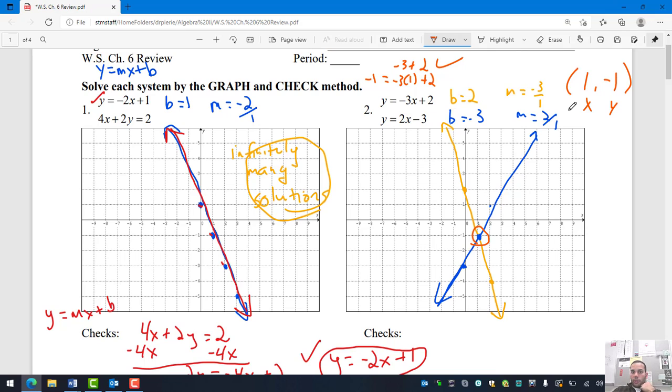Then do the exact same thing for the other equation. Plug in 1 for x and negative 1 for y. Does negative 1 equal 2 times 1 minus 3? What's 2 times 1? 2. Does 2 minus 3 equal negative 1? Yes, it does. This also checks. I know 1 comma negative 1 is the solution to this question.